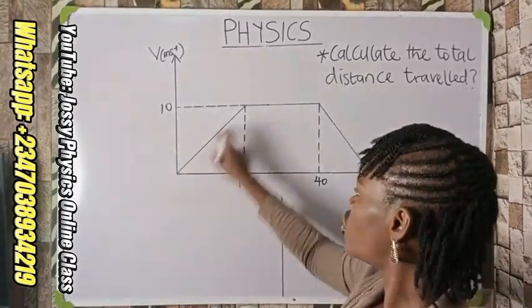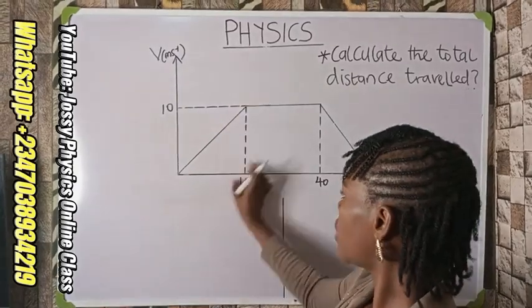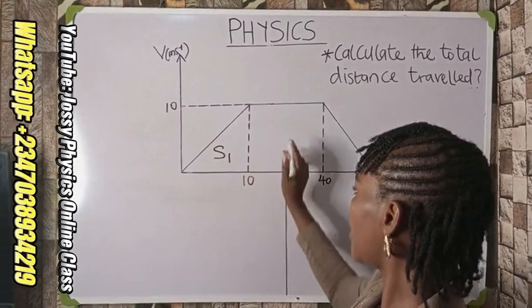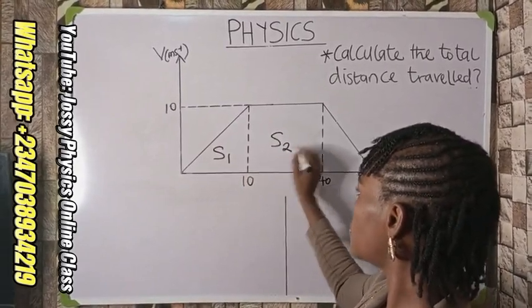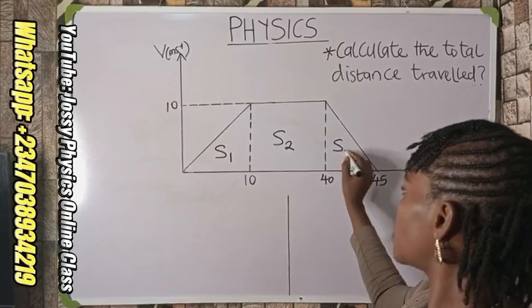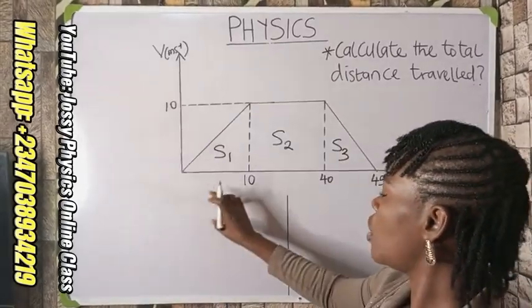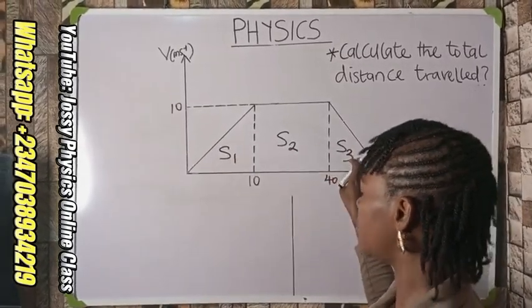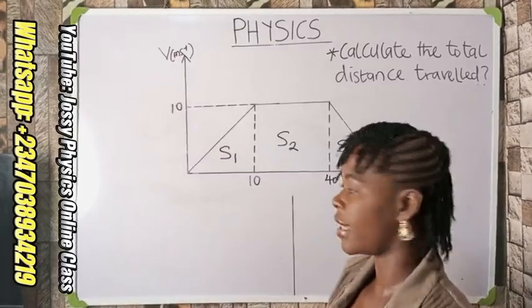So this is a shape of a triangle. I can call it x1. This is a rectangle. I call it x2. This is another triangle. I'll call it S3. So I'm going to find the distance traveled, or the area, of these three shapes. Then I'll add them together.